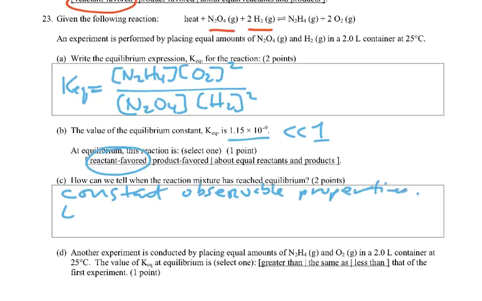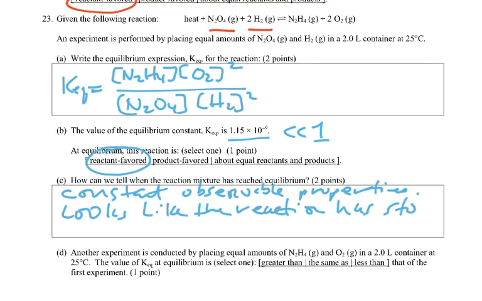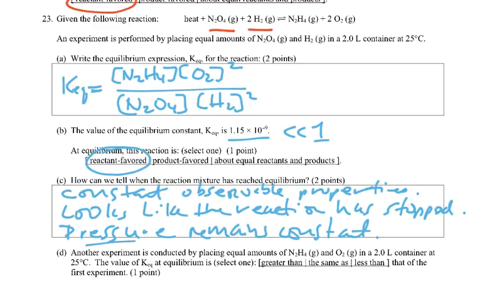Or I could say that it looks like the reaction has stopped. Or I could say something like, the pressure remains constant. Or any other thing I could think of that I would be able to observe. These are all colorless gases, so it would be hard to look at them, but you can measure the pressure. So some property about it remains constant.